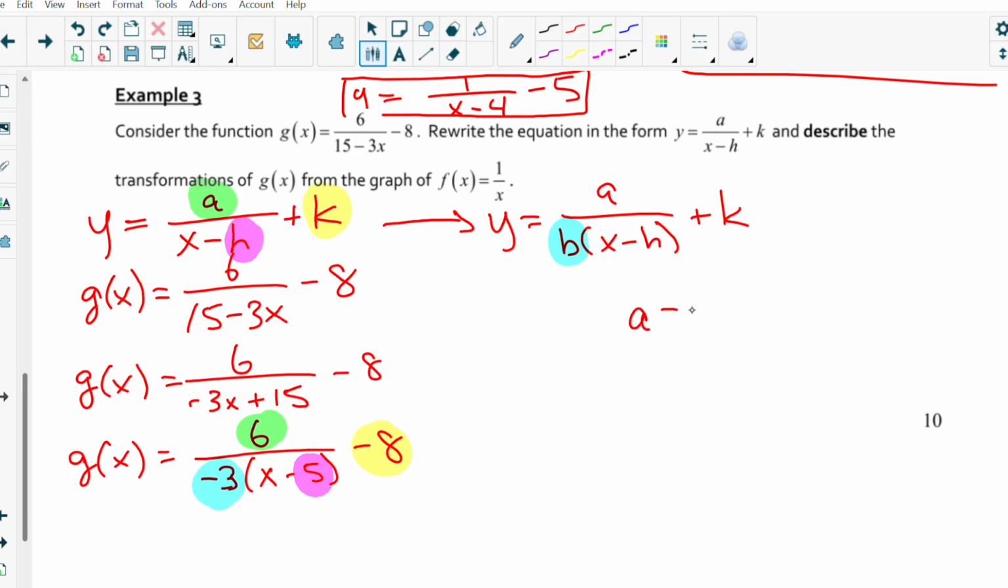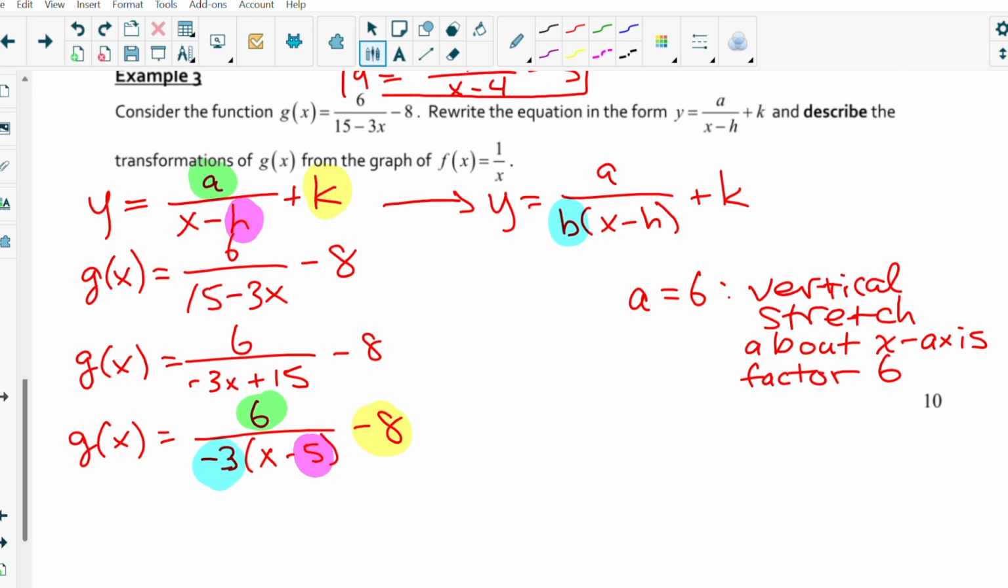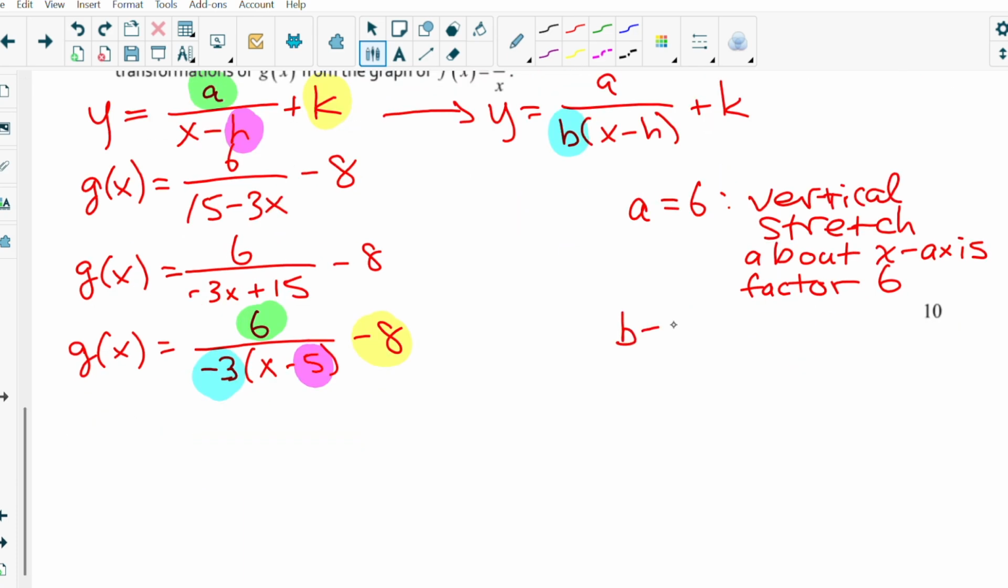So a equals 6, and that's a vertical stretch about the x-axis by a factor of 6. Likewise, b value, negative 3.